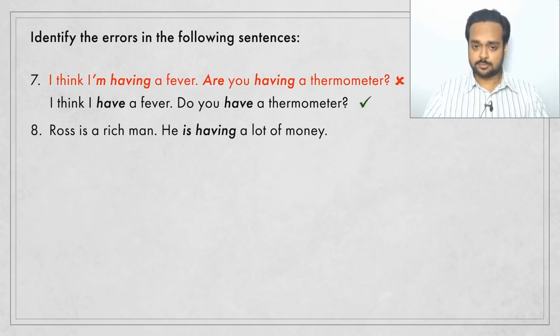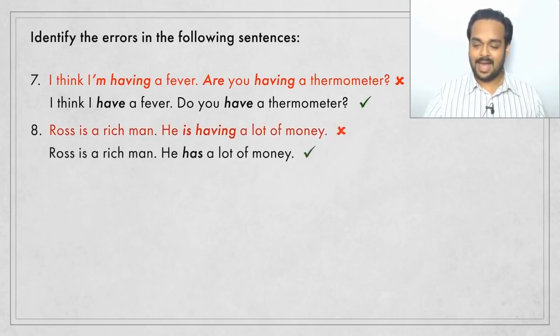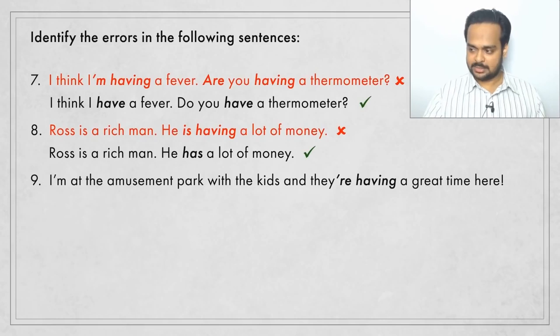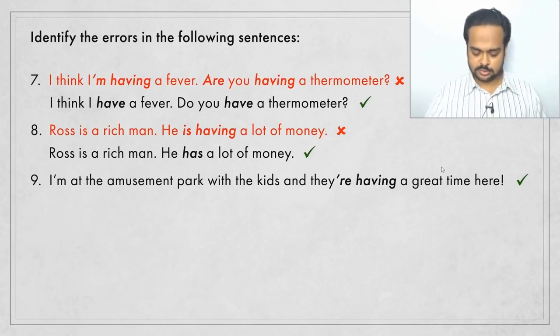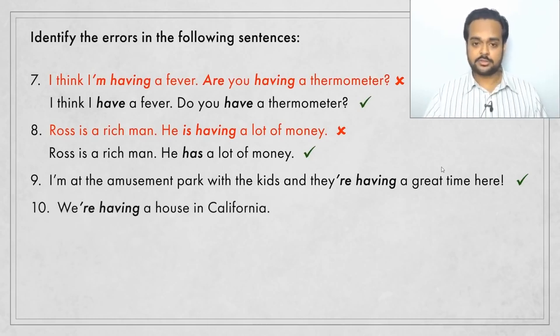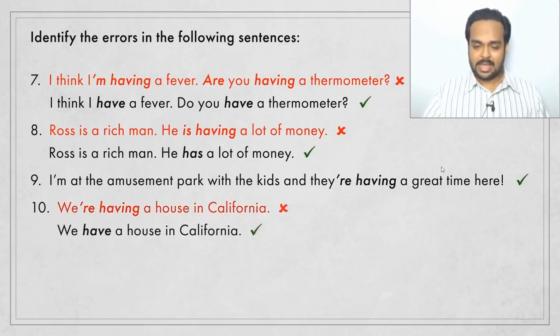Number eight, Ross is a rich man. He is having a lot of money. Right or wrong? Wrong. He has a lot of money. Again, because this talks about ownership. Number nine, I'm at the amusement park with the kids and they're having a great time here. Yay or nay? Yay, this is correct. Because I'm at the amusement park with the kids right now and they are experiencing something good, something positive. They're having a good experience. That's what we mean by they're having a great time. Have a great time means to have a good experience. So this is okay. Last one, we're having a house in California. Wrong. We have a house in California is correct because the sentence expresses ownership.